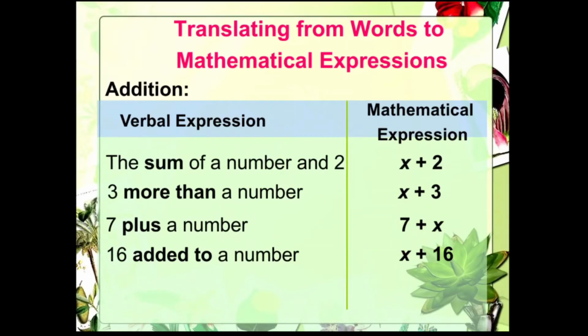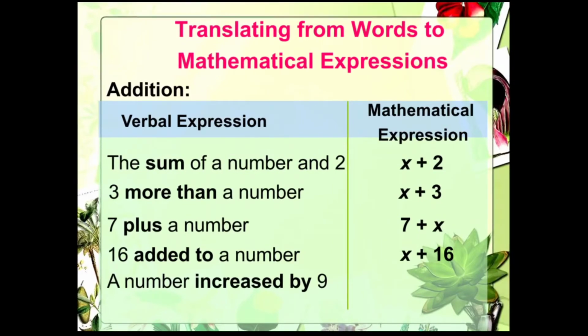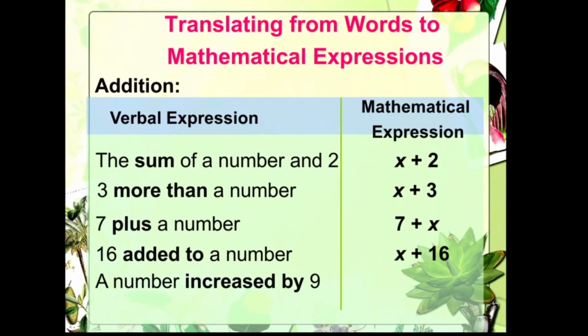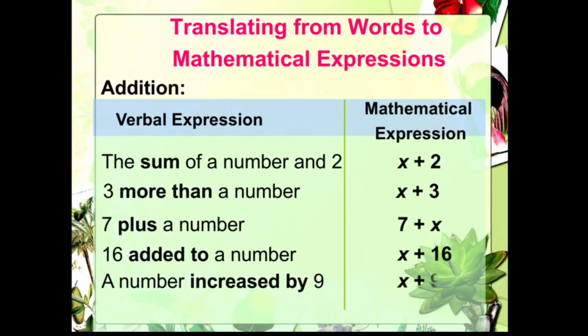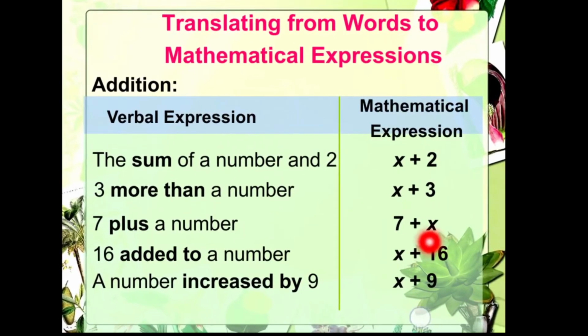Next, a number increased by 9. A number increased by 9 means the number plus 9. A number is missing, so we will use x for instance. Our answer here is x plus 9. As you can see, a number increased by 9.